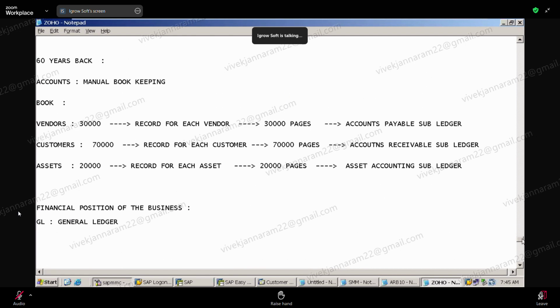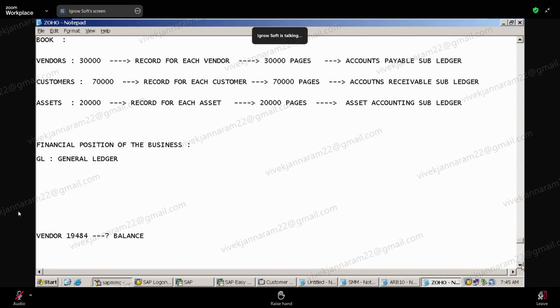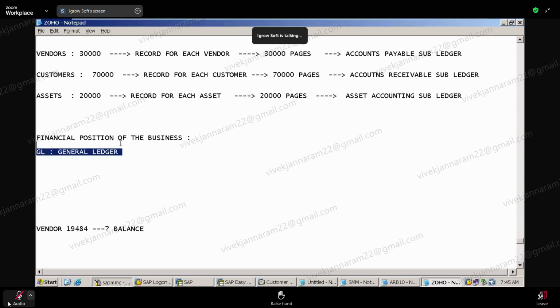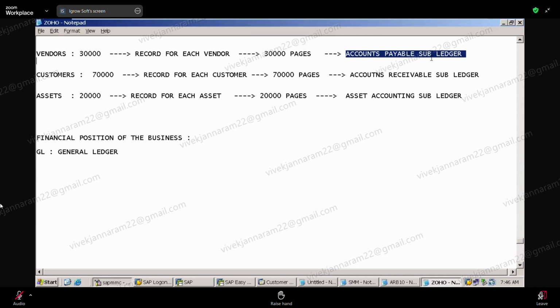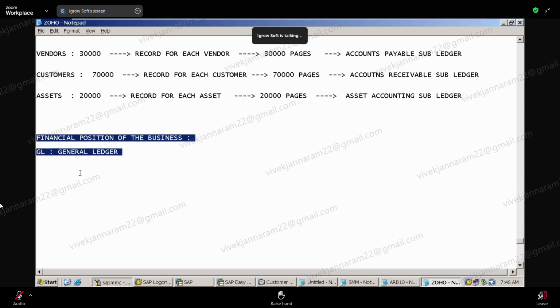But what happens? What is my requirement now? When I want the total financial position of the business, I want to take all this data to the general ledger also. So even though I am maintaining vendors separately in AP subledger, customers in AR subledger, assets in asset accounting subledger, I have a requirement to take all this into general ledger. Why? To get the total picture of the business. Is that clear? So how we will take it in SAP? That process we will discuss.